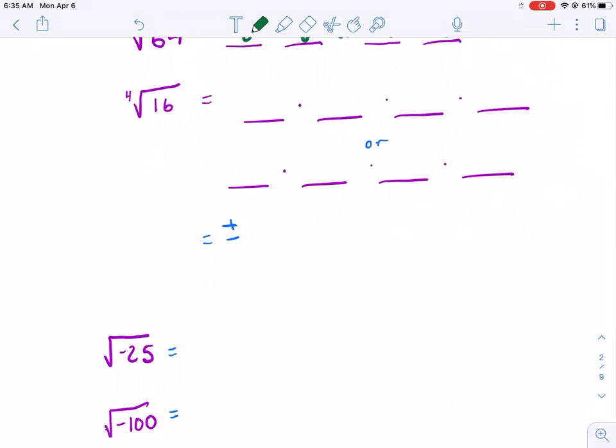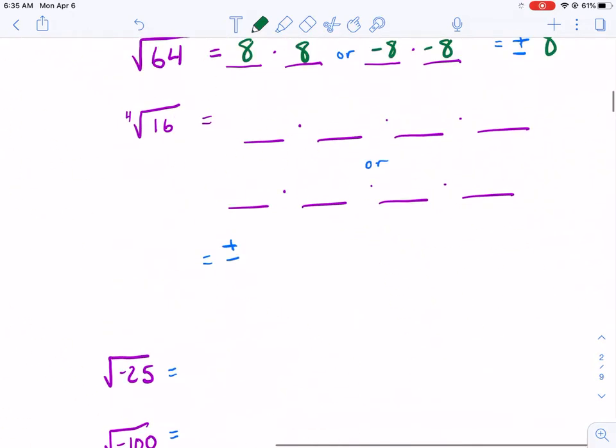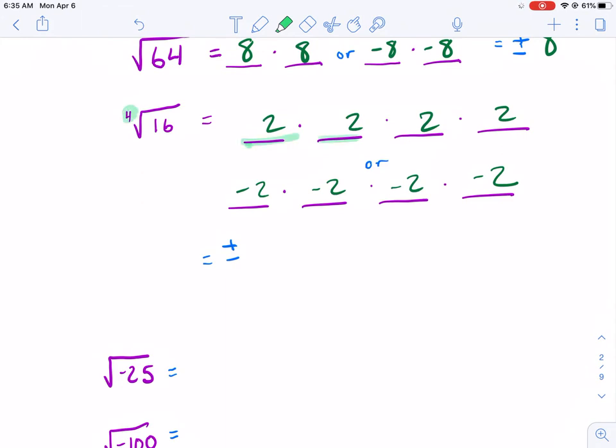So now we're going to talk about the 4th root of 16. We already did this problem up here, and we saw that it was 2 times 2 times 2 times 2. Or it could be negative 2 times negative 2 times negative 2 times negative 2. Okay? 4th power. That means times itself 4 times. And there's 2 different answers.